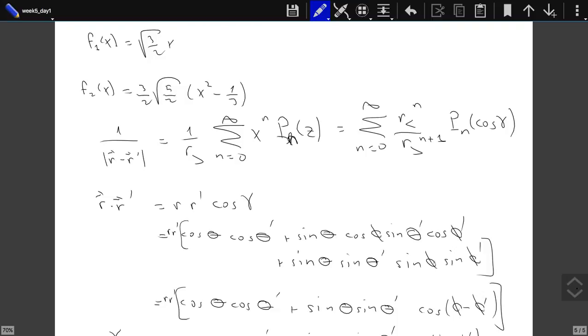They are orthogonal functions. They form a complete set. And m can only take values between minus L and plus L. Otherwise, the function is not finite.